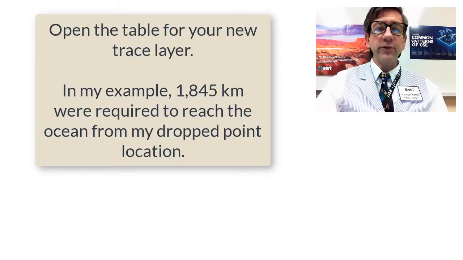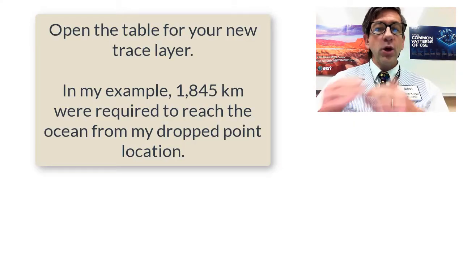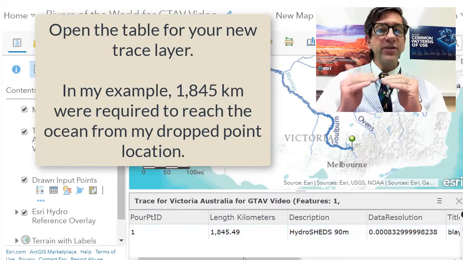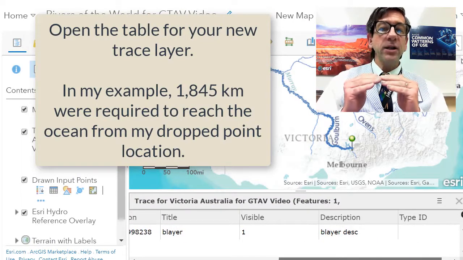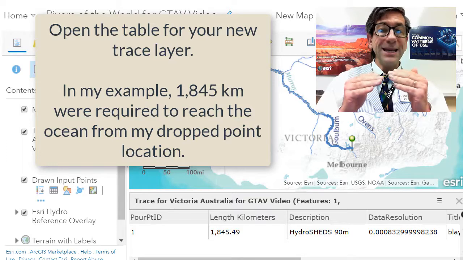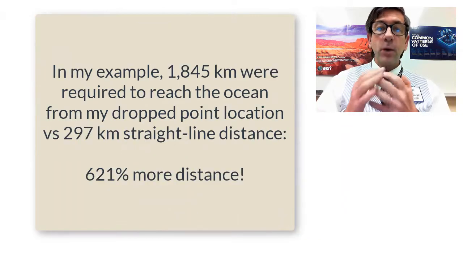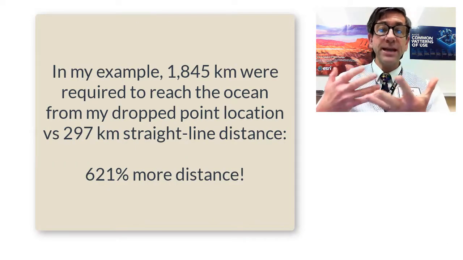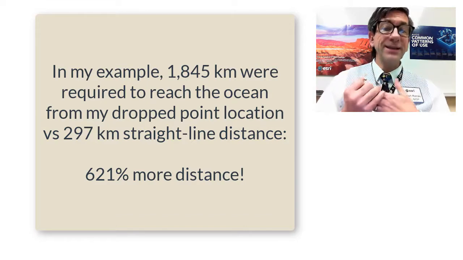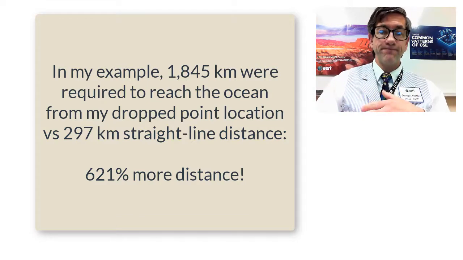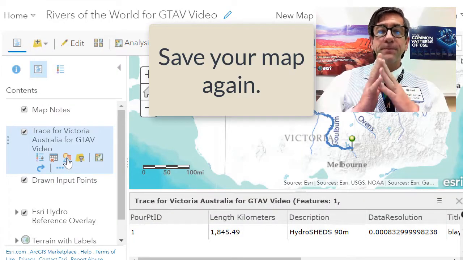Now open the table for the trace layer. Note the value in the length kilometers field. How many kilometers did water from your point need to reach the ocean? How much more in kilometers and in percentage is this from the straight line distance you measured earlier? Go ahead and save your map.